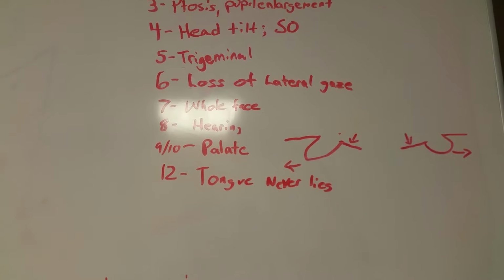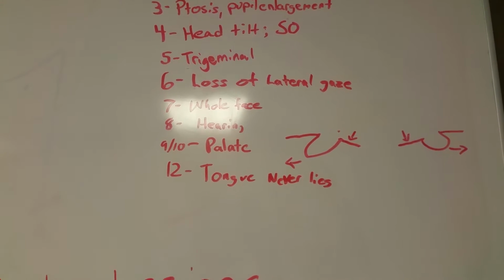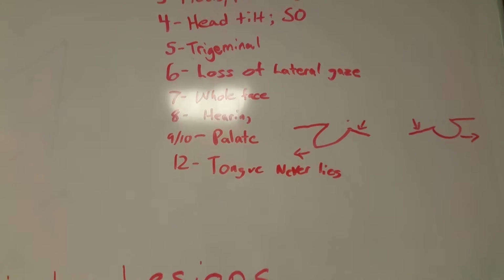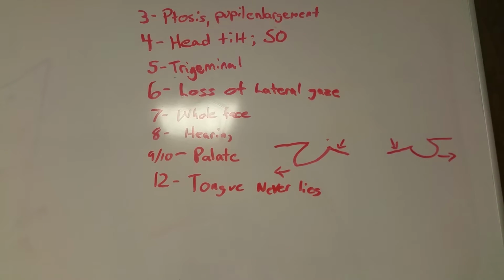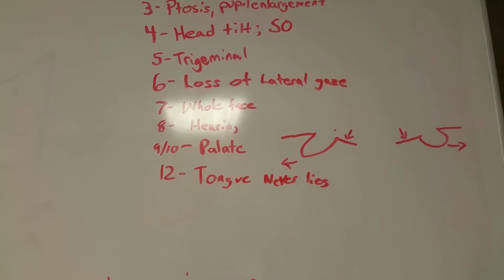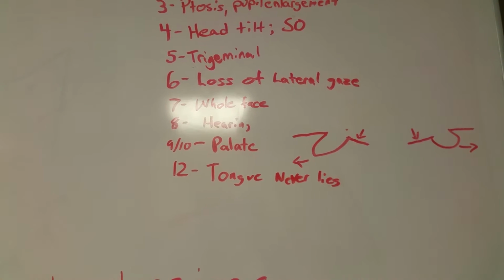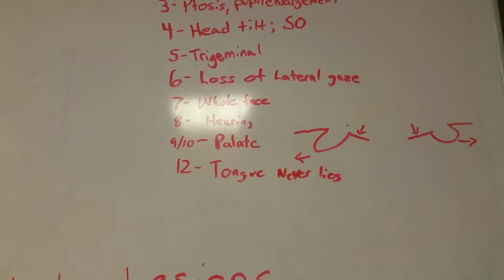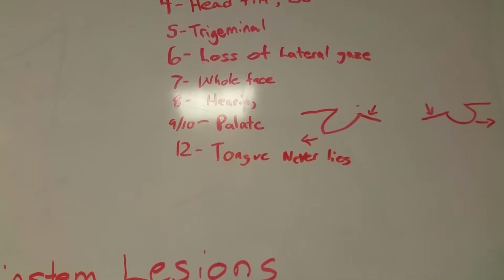5 is your trigeminal, so you're going to see both sensory and muscle losses in the face. Usually it's not mentioned as much in questions. Usually they go for the eyes. 6, loss of lateral gaze. 7 is your whole face. Remember Bell's palsy, the entire face is affected, versus if you only see the top part of the face affected or only half the face, you're looking at more of a lesion in the brain.